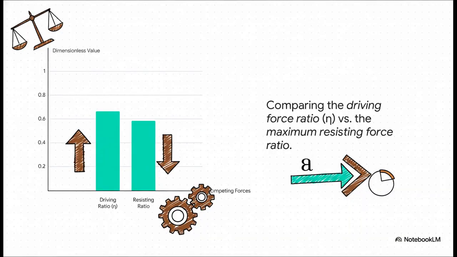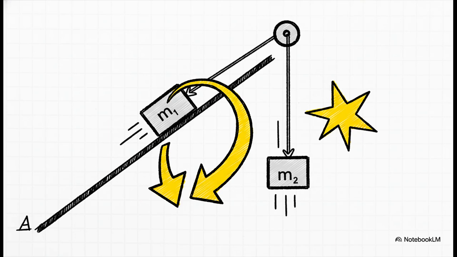Let's plug in the numbers and see what happens. Our mass ratio, eta, is 2 divided by 3, which is about 0.667. Now for the other team. Sine of 30 degrees is 0.5 plus 0.1 times the cosine of 30 degrees, which gives us a total resisting value of about 0.587. And there you have it. The pull from mass 2 clearly wins. 0.667 is definitely greater than 0.587.